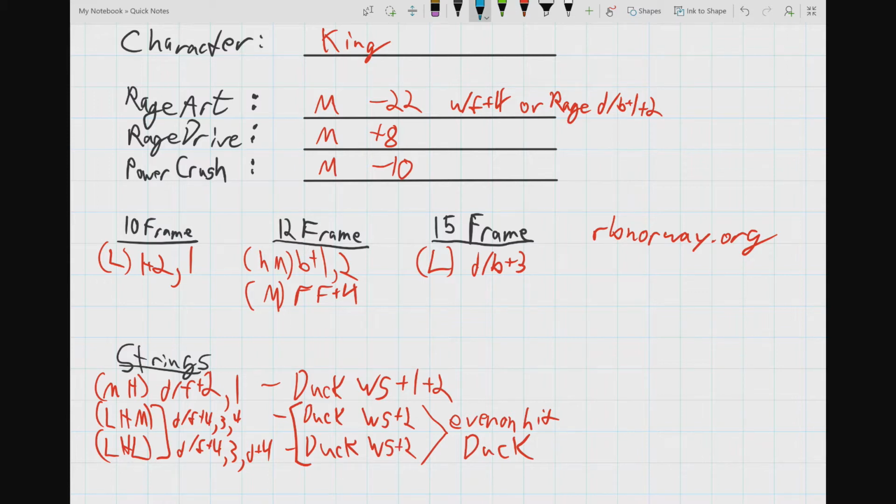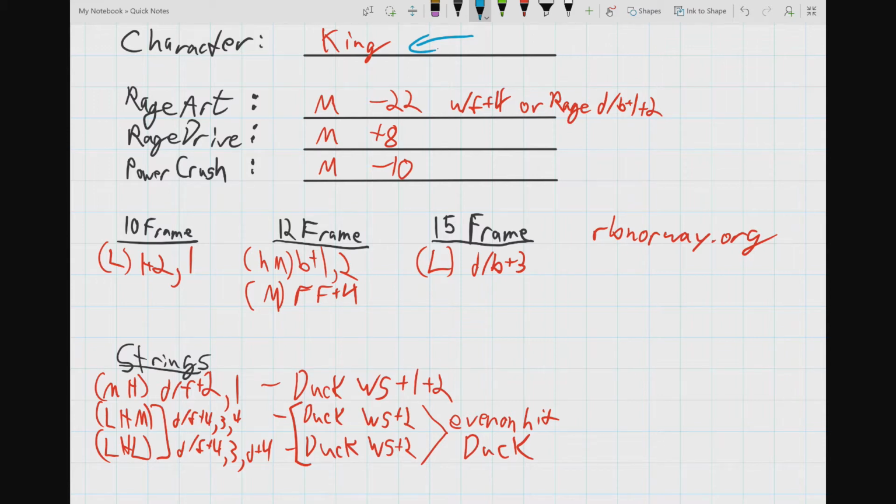So what we have here is, at the very top of the page, I always start with what character I'm looking at. So in this instance, we're doing matchup analysis versus King. Again, everything that's listed on here is something that we can look at, adapt to, and study. If it doesn't help us make a decision, it should not be on this paper.